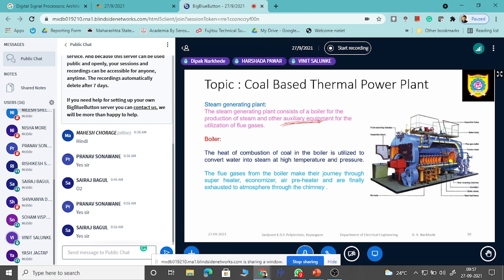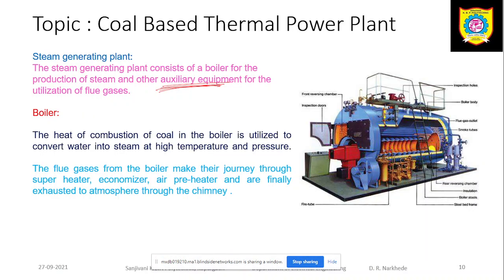Second, superheater. Economizer. Okay, so these are the auxiliary equipment which can be used to increase the thermal efficiency of my overall thermal power plant. Out of this, the air preheater and the economizer will increase the thermal efficiency of the boiler, and the superheater will increase the overall thermal efficiency of my generating plant.